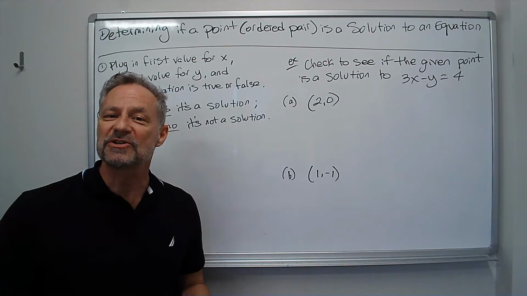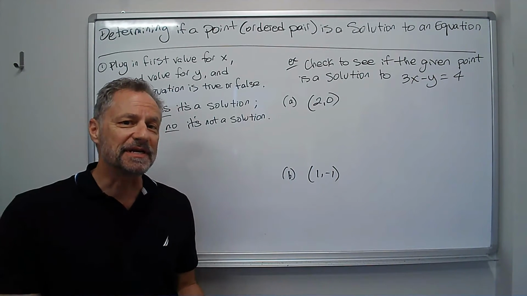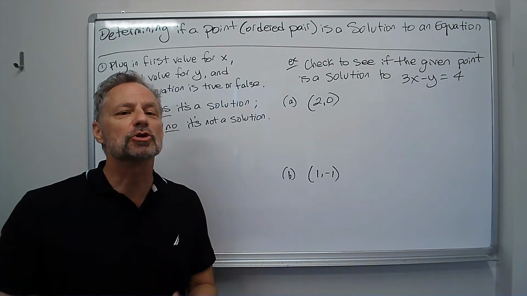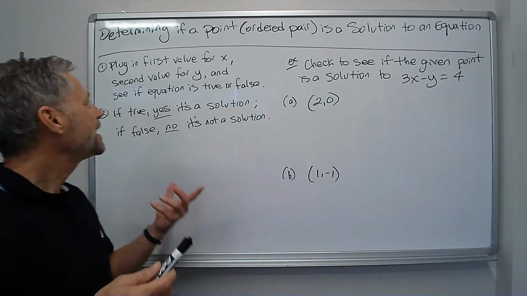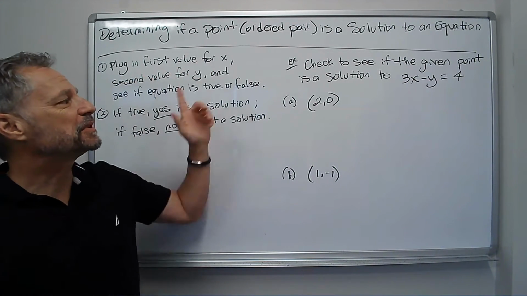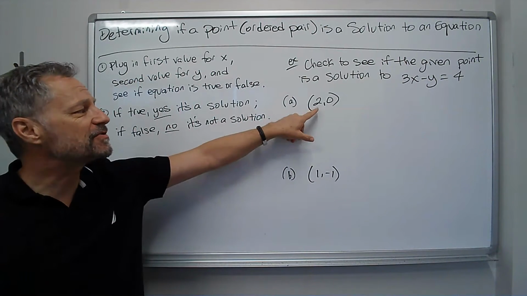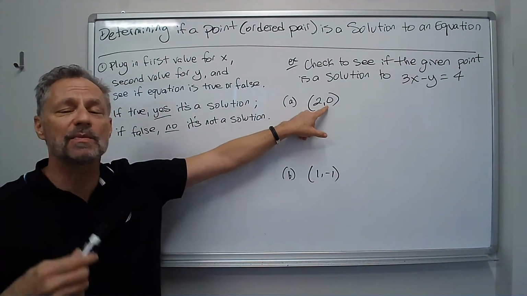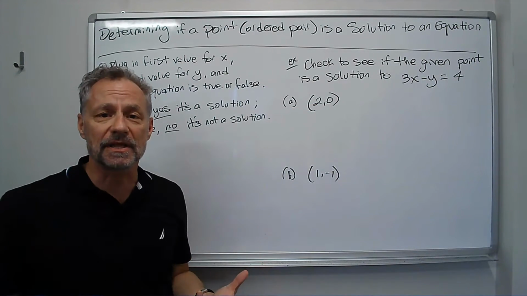Hi there, this is Professor Monty, and we're trying to determine if a given point or an ordered pair is a solution to an equation. First, we just plug in the value for x. The first value they give us is going to be the x value. We're going to plug that in for x. The second value is the y. We plug that in for y. And then we just calculate.